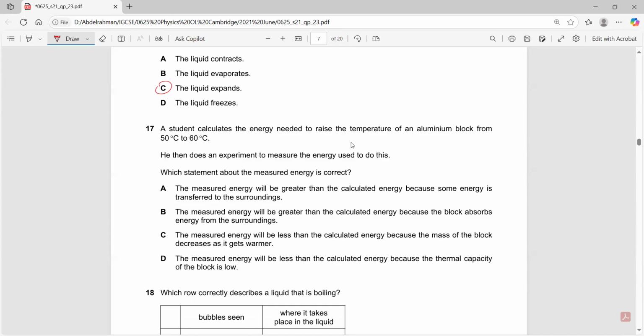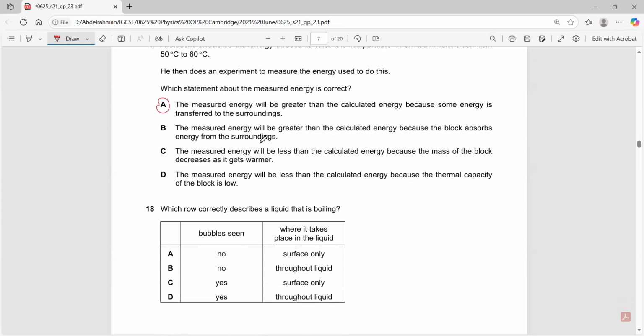Which statement about the measured energy will be correct? Let's see. The measured energy will be greater than the calculated energy because some energy is transferred to the surroundings. Is this correct? It does seem correct. Why? Because whenever we calculate something, usually in real life experiments, the values might be slightly less than the calculated numbers. Why? Because of the energy lost to the surroundings. Yes, it's always due to the energy lost to the surroundings.